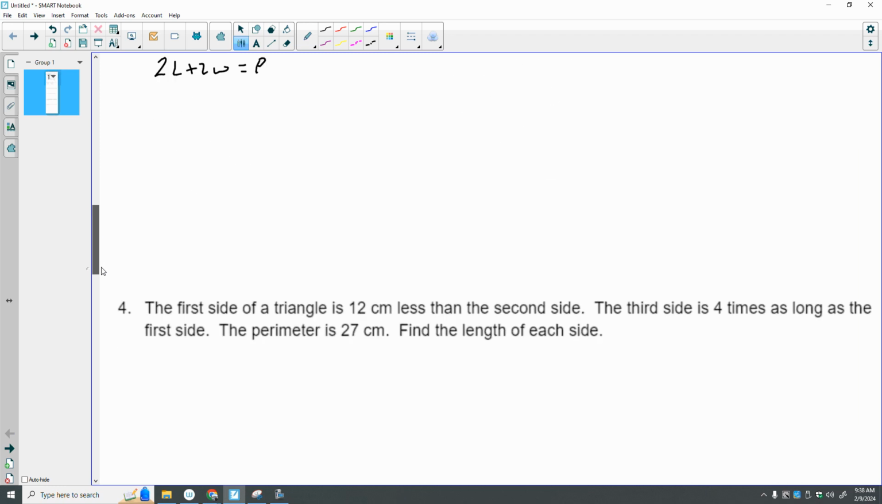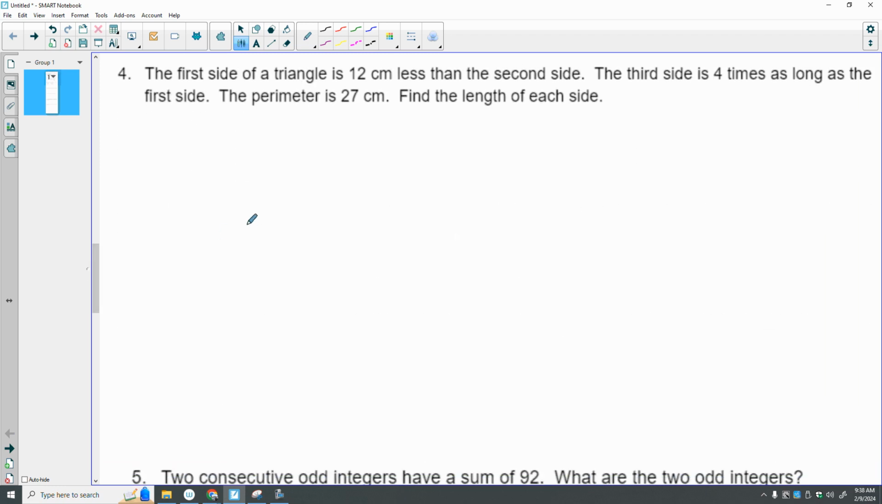Okay. Number 4, draw a picture. The first side of a triangle. Well, which one's my first side? It doesn't matter. I'm just going to pick one of them. I'm going to call this X. The first side of a triangle is 12 centimeters less than the second side. So if I do what I said before, my second side I'm calling X, and my first side is 12 less than that.